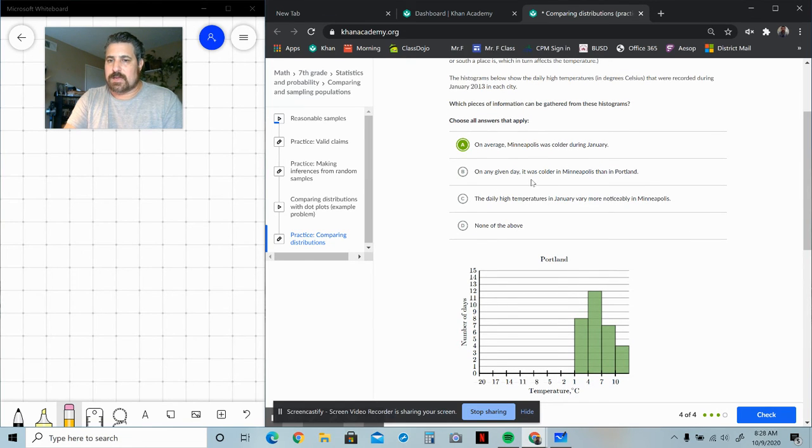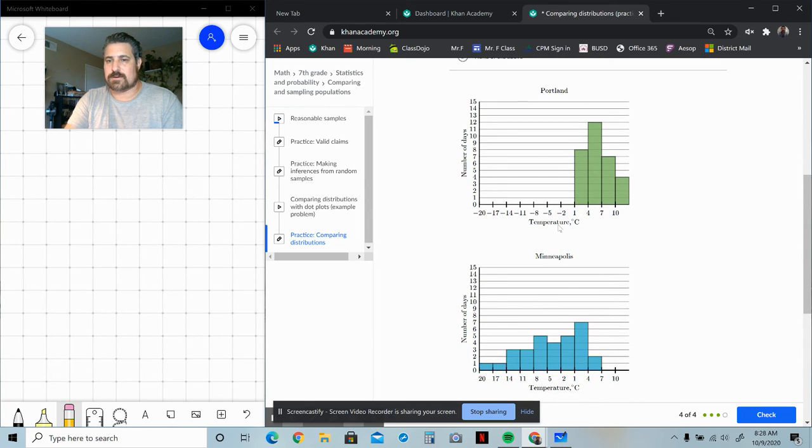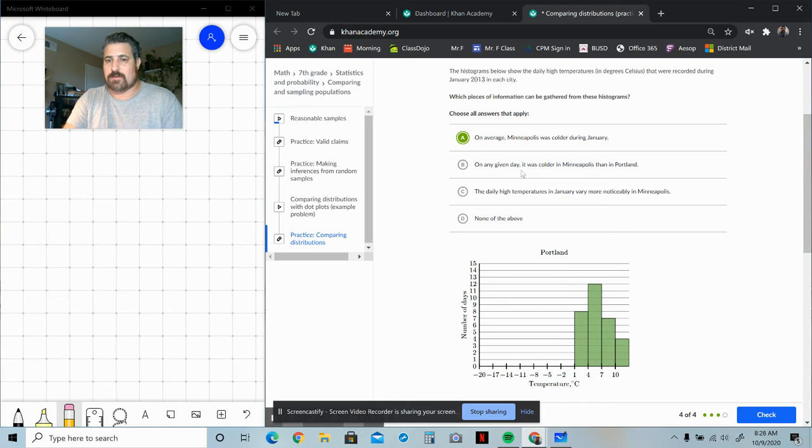On any given day, it was colder in Minneapolis than in Portland. Well, do you know what days these things occurred in? No, you don't know what order they are. So for any given day, it could be true that the coldest day in Portland happened to be the hottest day in Minneapolis, or vice versa, right? So when it says any given day, you don't know what the days were and which is being compared to which. So it says on any given day, it was colder in Minneapolis than in Portland.